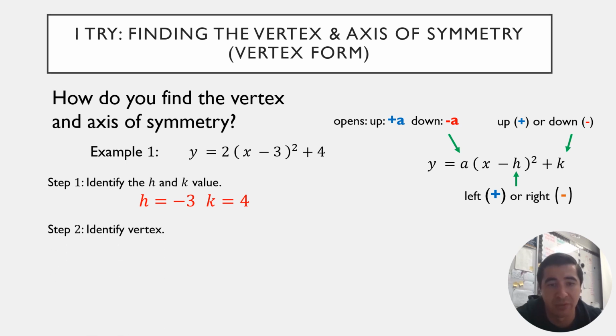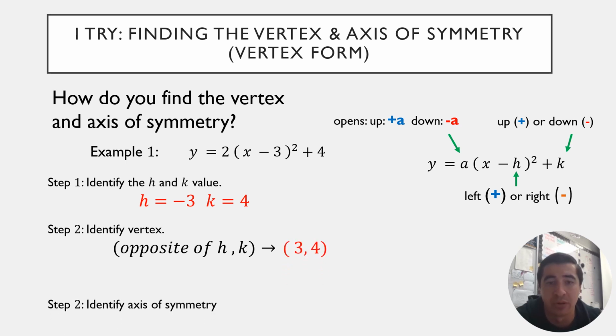So to identify the vertex in step 2, all we would have to do is take the opposite of h. And so for the opposite of h here, it would be positive 3. And we just take k. K is what it is, 4. So our vertex would be negative 3, 4.